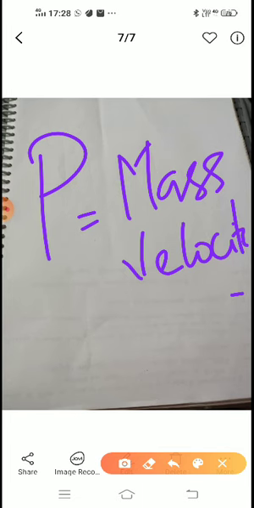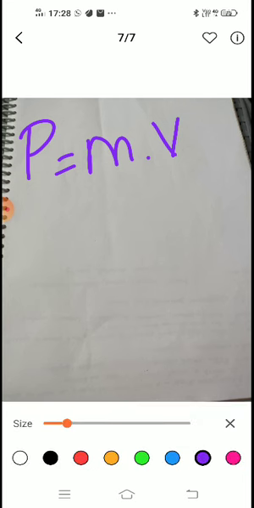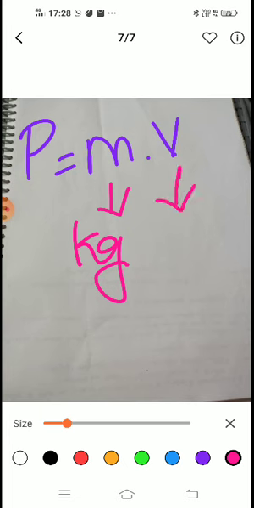So what is the momentum formula? Mass into velocity. Next, what will be its unit? Momentum is equal to m into v. M stands for mass, v stands for velocity. So we will have to write the unit. What is the SI unit of mass? It is kg. Now just recap from your second lesson.